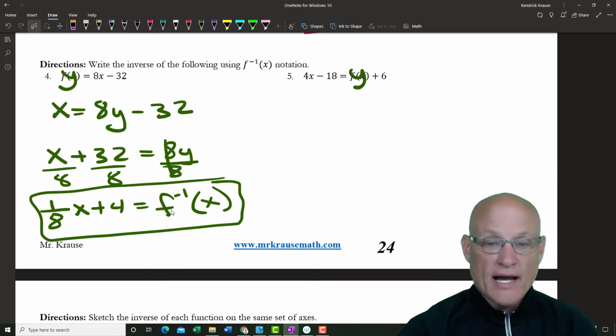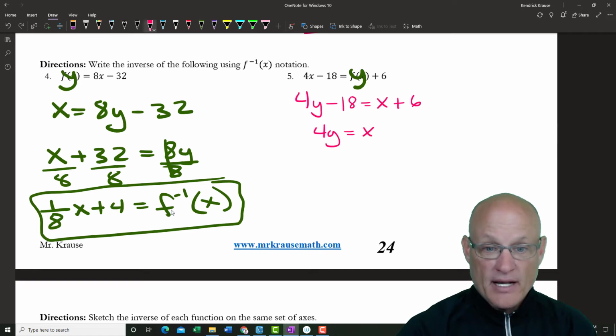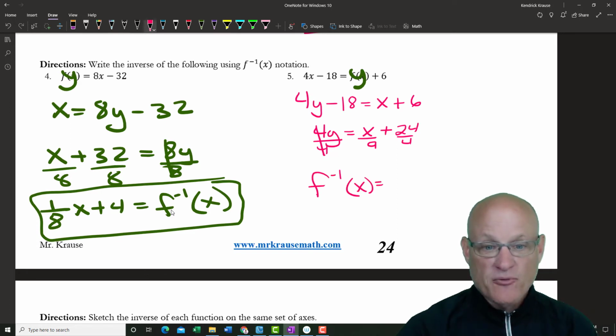Again, remember this is y, so we're going to switch x and y. So 4y minus 18 equals x plus 6. We're going to add the 18 over. I don't show that work because we're in high school, upper level math. So we add that 18 over and we get 24. And then we're going to divide each piece by 4. So again, I'm left with y, but I know I've got to write it as f inverse because I want to use that notation. Equals, that's a 4 there. It doesn't look like a 4. I'll try to do a better job with my 4. x plus 6.